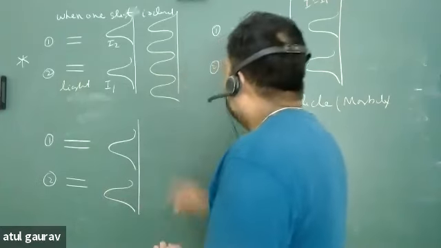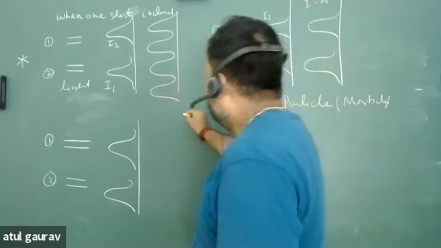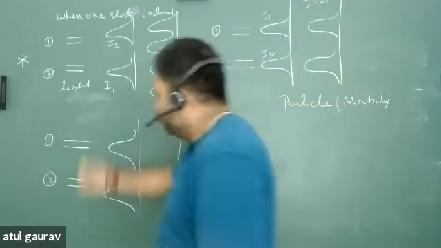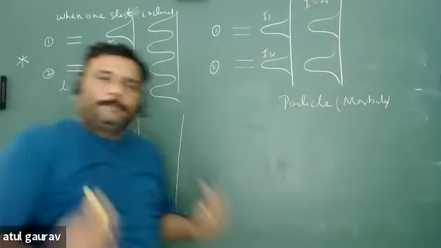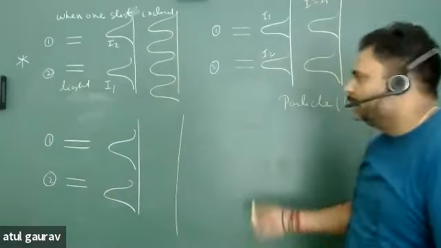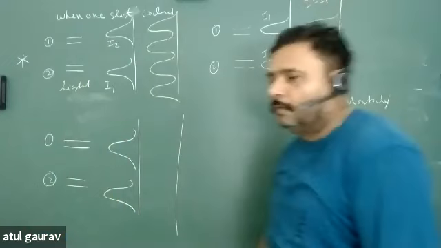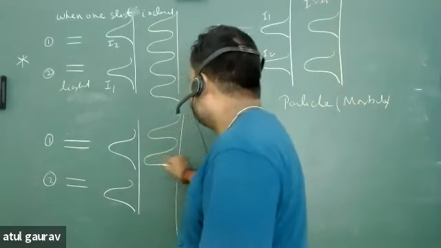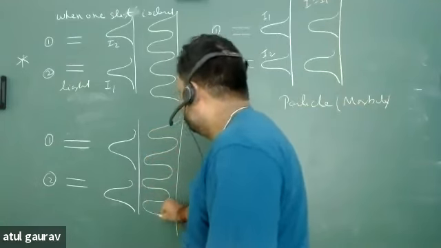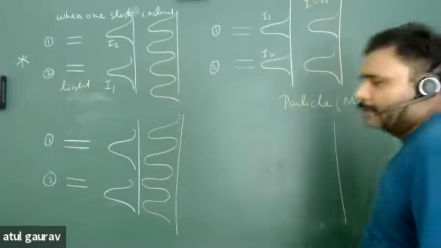Now I am using a different color for when both slits are open. So don't worry. Now, when both slits are open, what was our expectation? Our expectation was that it would just behave like a particle. But what will we get? We will get something like this. Do you know how you will get this pattern? Experimentally, you will get this pattern, something like this.